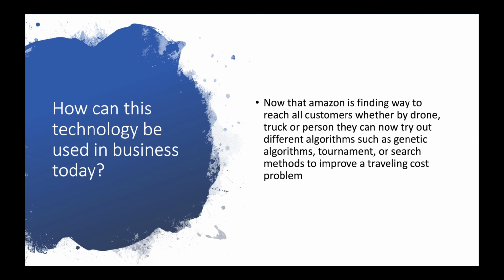And how can this technology be used in business today? From our example, now that Amazon is finding ways to reach all customers, whether by drone, truck, or person, they can now try out different algorithms, such as the genetic algorithm, tournament, and search methods, to improve all traveling cost problems.